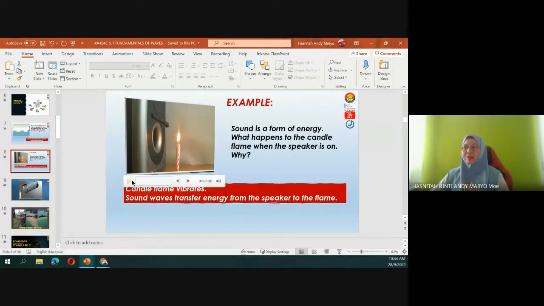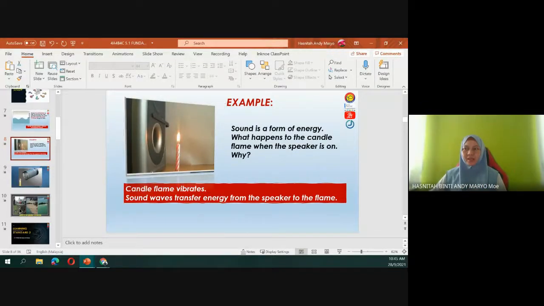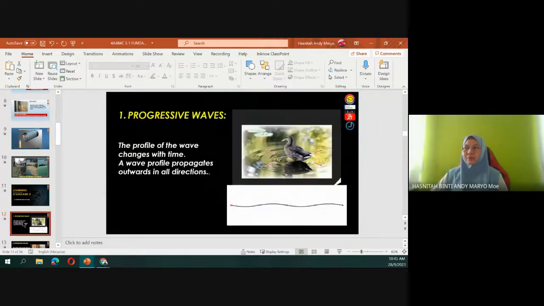Last time kita sudah tengok contoh ini, how the candle vibrates. The flame of the candle vibrates when it is placed in front of a speaker, when the speaker is turned on. So the air molecules in front of the speaker vibrate, so they transfer energy. Finally, the energy reaches the candle flame and causes the flame to move. You can see the flame is finally vibrating since it has received energy. And we also have looked, there are two types of wave.